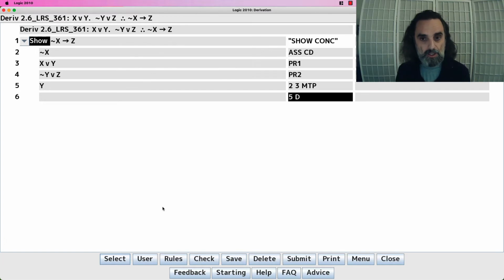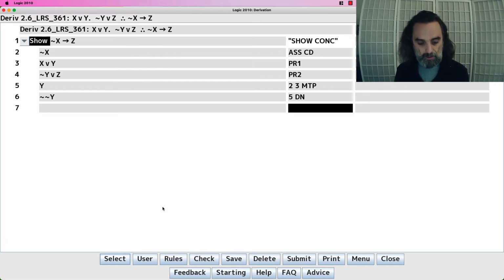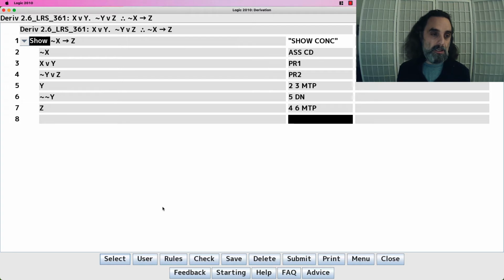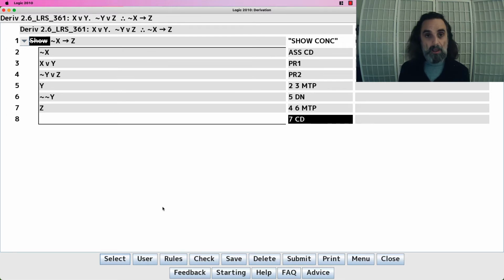We'll apply double negation to line 5, and now we can do MTP with 4 and 6, giving us z. Z is the consequent of our show line, so we can apply CD to line 7, which will box and cancel the show line, and we have completed our derivation.